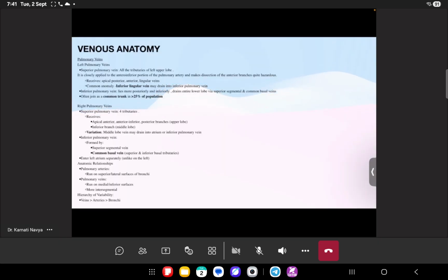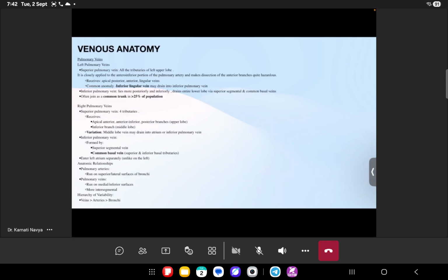The venous anatomy: the left pulmonary veins. The superior pulmonary vein, with all the tributaries of the left upper lobe, is closely applied to the inferior portion of the pulmonary artery, which makes dissection of the anterior branches quite hazardous in this situation. It receives the apicoposterior, anterior, and lingular veins. A common anomaly is that the inferior lingular vein may also drain into the inferior pulmonary vein.